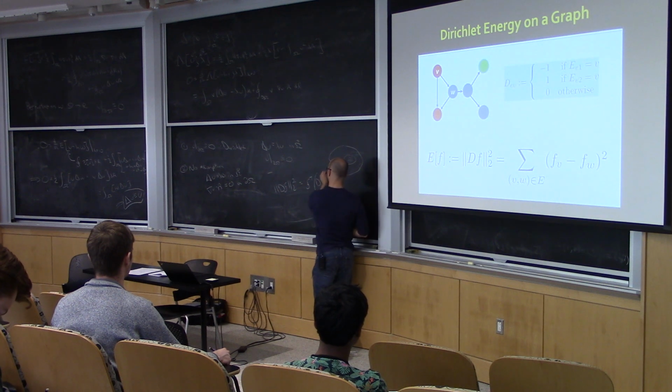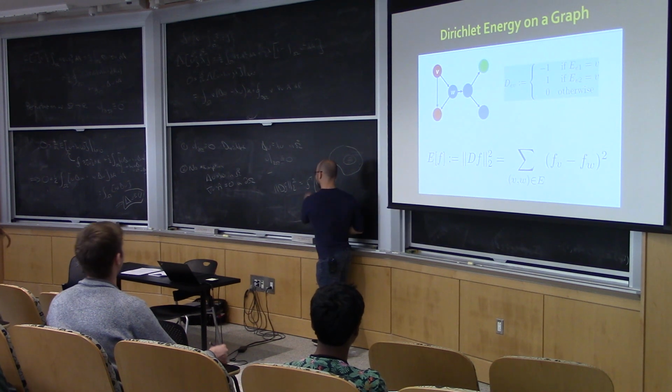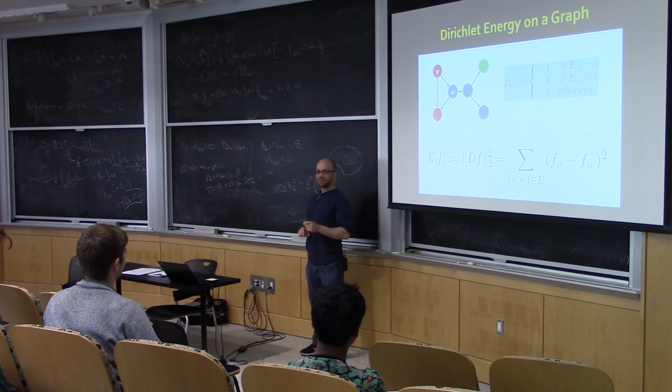And now I can parenthesize this thing. Notice this is a positive definite matrix. In fact, here I've exposed it, right? It's D transpose times D. What do you think we're going to call this thing? This is the graph Laplacian.